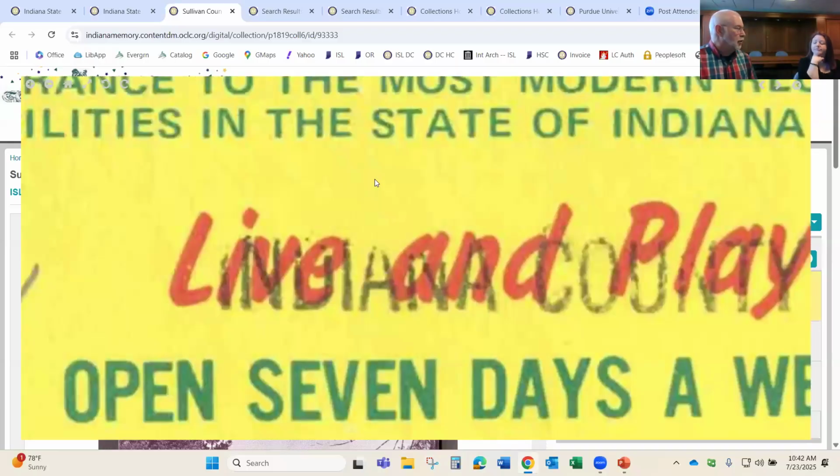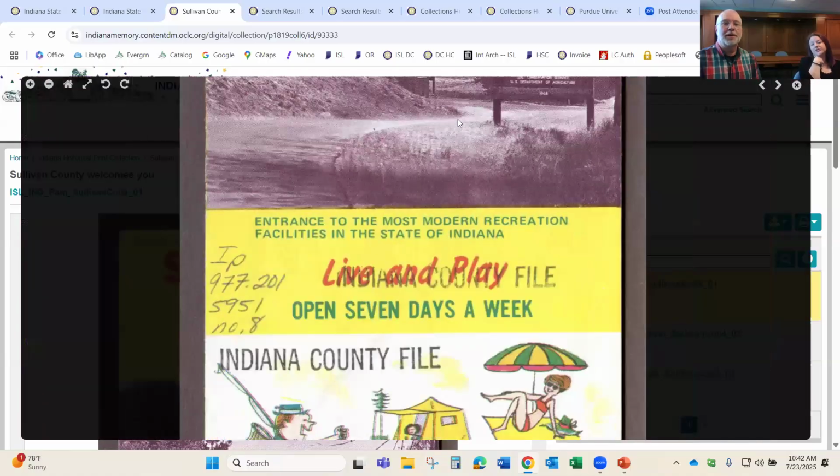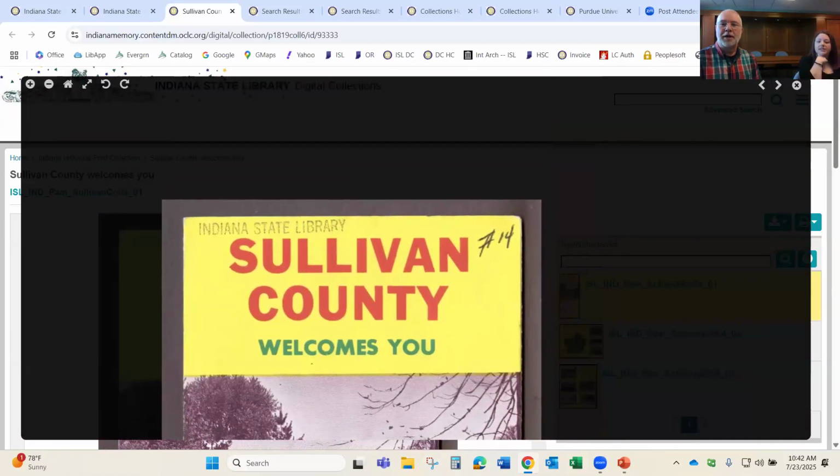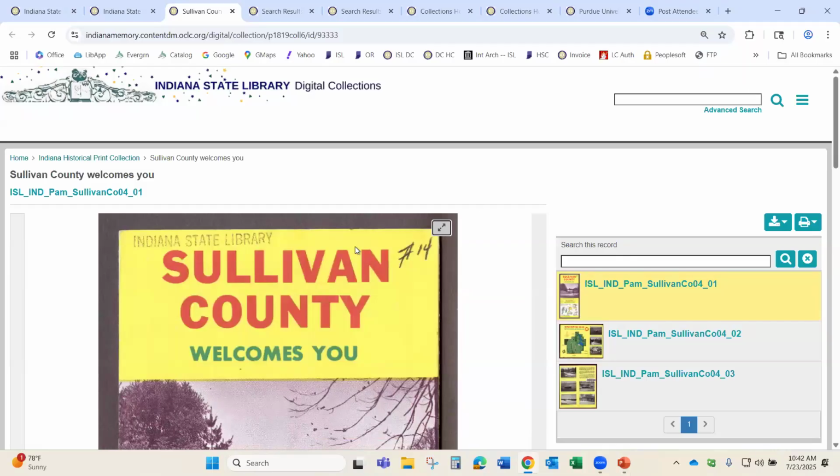So when you start zooming in, you can see this is a JPEG at 400 DPI. Don't do TIFFs for access. It's going to take forever to load, and that costs a lot of money. So do your JPEG.